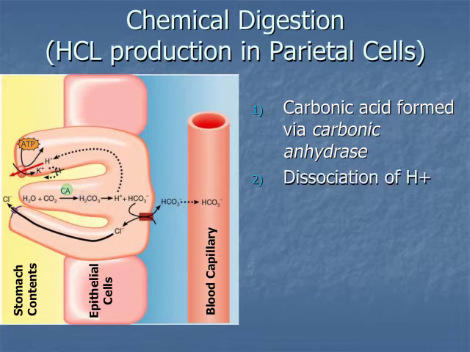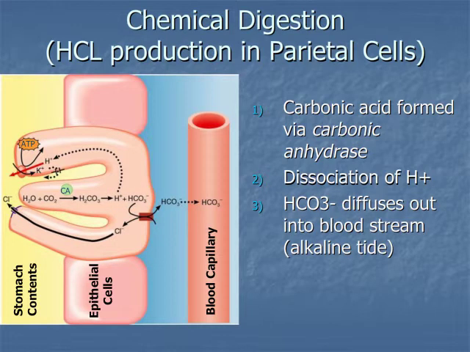This carbonic acid will then dissociate into hydrogen ions and also bicarbonate ions. So remember that hydrogen ions are acidic and bicarbonate ions are slightly basic. And so if we left these two together, they would somewhat buffer each other. So to prevent this buffering process from occurring, the parietal cell will actually secrete that bicarbonate ion into the bloodstream while it places the hydrogen ion directly into the stomach lumen.